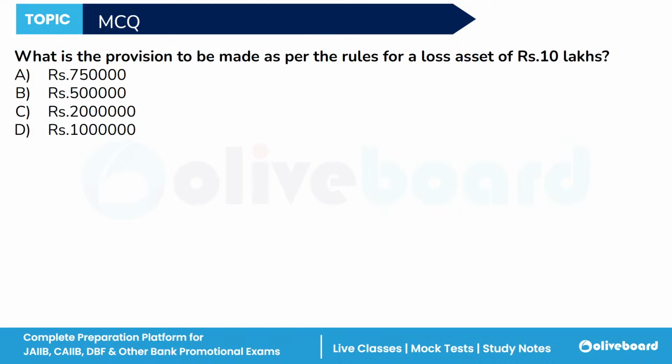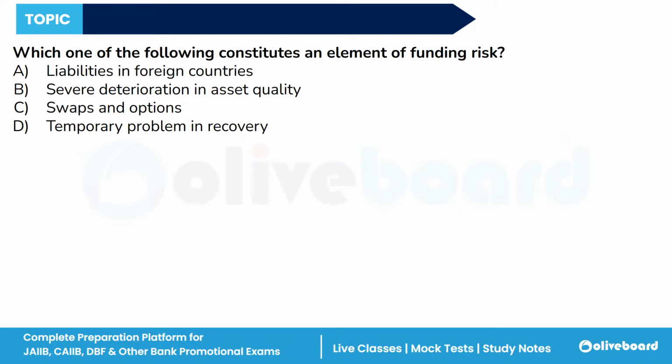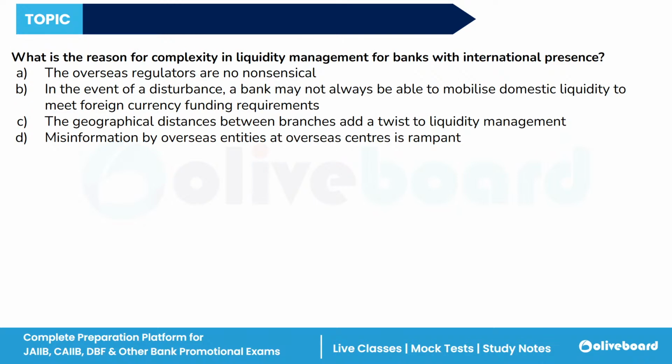What is the provision for a loss asset? 100% provision is there. So we can say the full amount, that is 10 lakh. This question is done. This question is also done. So tell me about this question and then we are done for today.